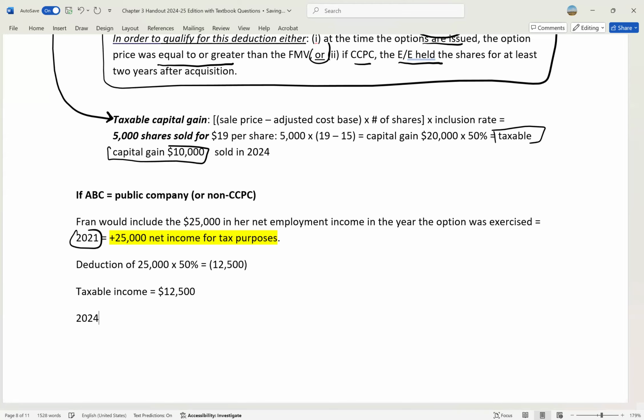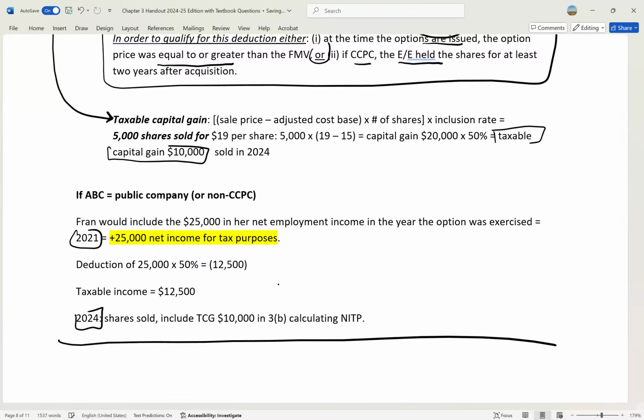In the 2024 year, when the shares are sold, she would have to include the taxable capital gain of $10,000 in 3B when calculating net income for tax purposes. So this 10,000 taxable capital gain would be included in 2024, the year the shares were sold. So that's the timing if ABC was not a CCPC. Any questions about that example?